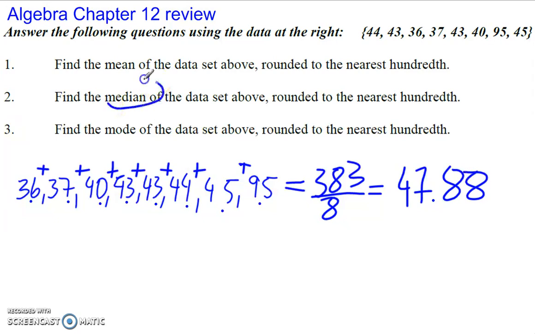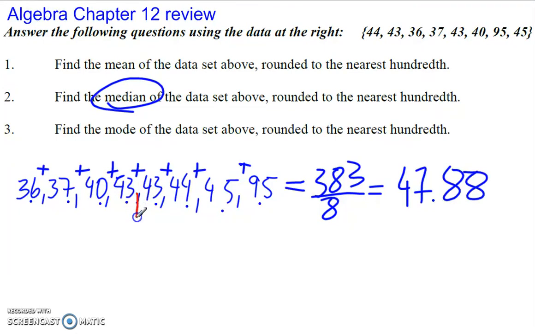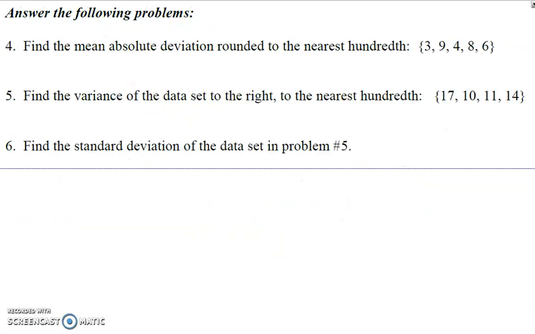Number 2, find the median. The median is the middle number. So we would go and find that middle number. Since this is a set of 8, that means we have 4 here, 4 there. There is no middle number, so we take the two middle numbers and find the average of those two. That's 43 plus 43 divided by 2 is 43. So the median is 43. And the mode, the only number that repeats in this set of data, is also 43. So this is the mode as well as the median.